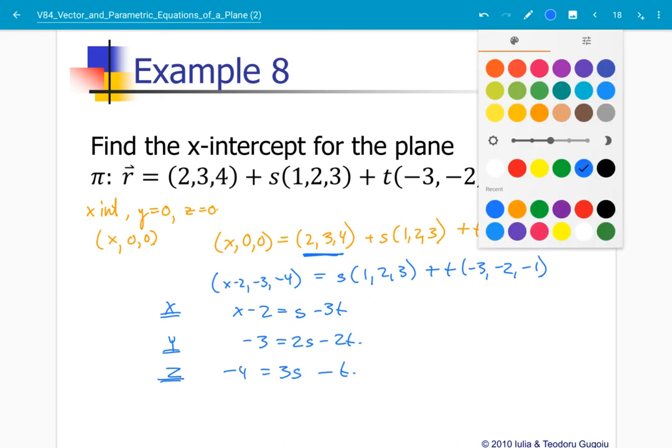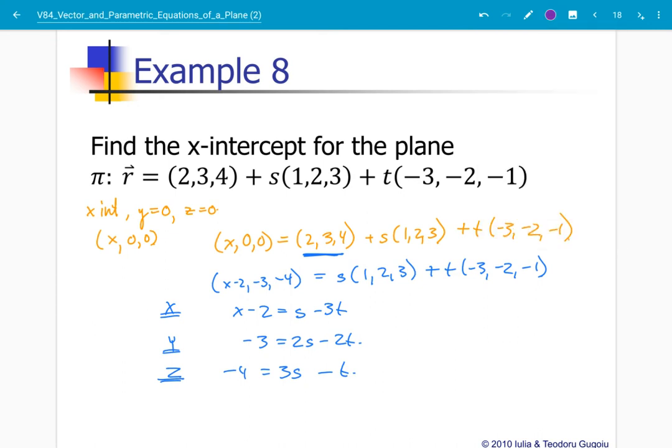It should be solvable because there are 3 variables and 3 equations. I'm going to use the y and z equations. Let me number them up: 1, 2, and 3. I'm going to use 2 and 3 to solve for s and t, and then use that to get x. So just looking at this, I'm going to take equation 2 and subtract 2 times equation 3. That will cancel out the t's, leaving me with s's.